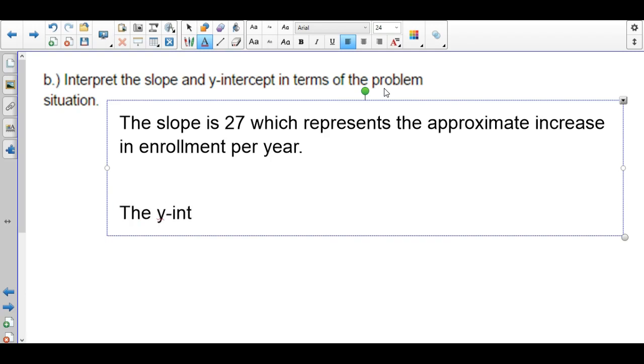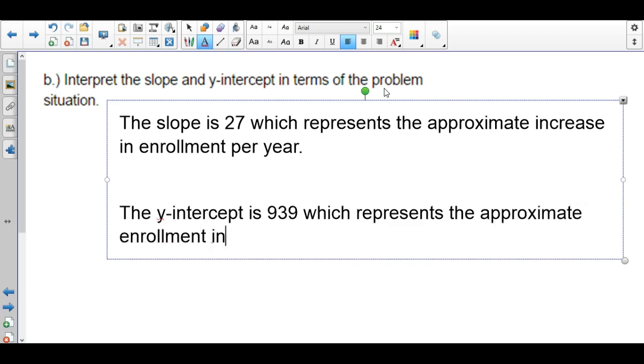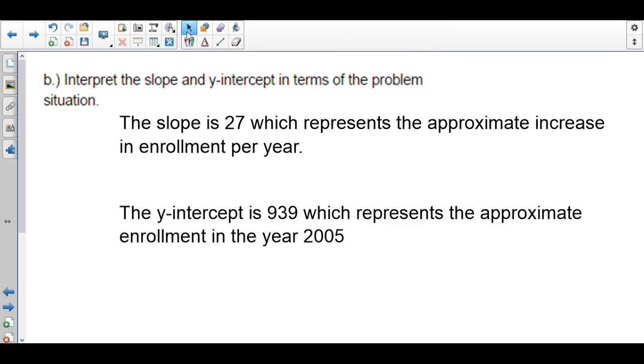The y-intercept is 939, which represents, and this is huge as well, the approximate enrollment in the starting year, which is 2005. So we're collecting all that data from the years after 2005. 939 just represents the approximate starting amount. So what we're going to do is determine the enrollment in 2017. So I'm going to use that equation again, y equals 27x plus 939.